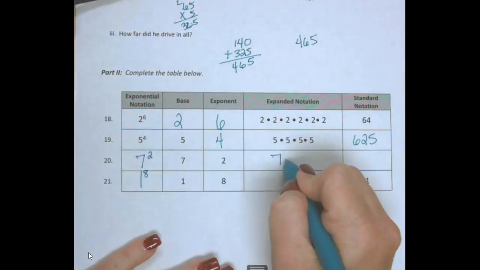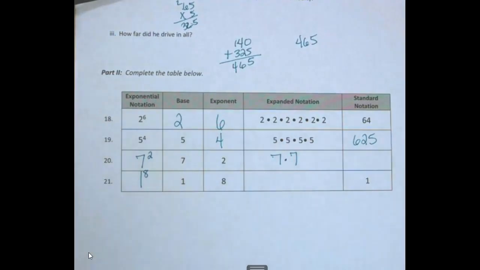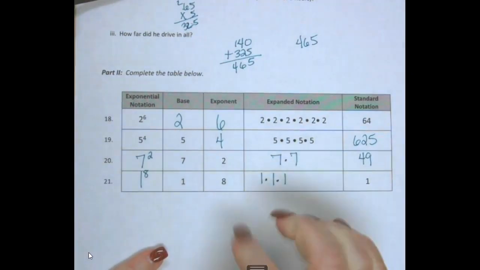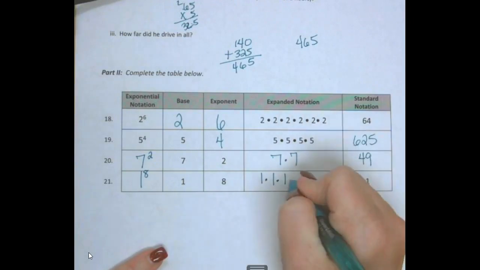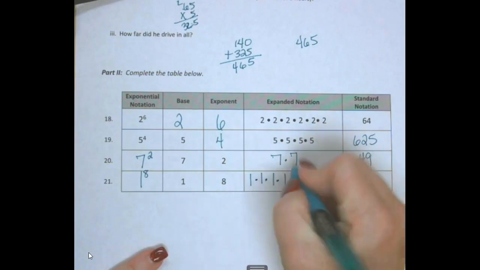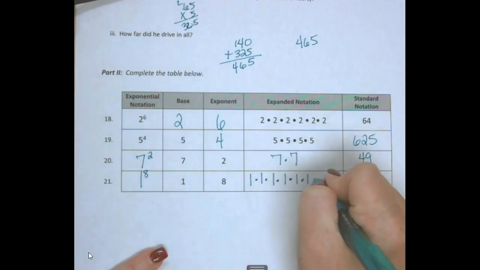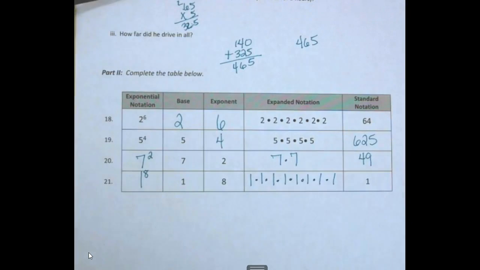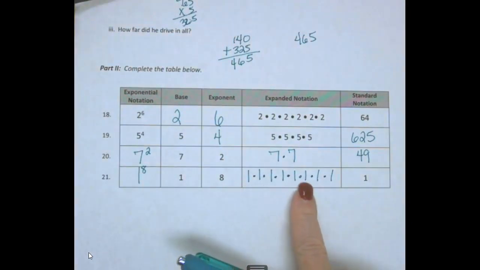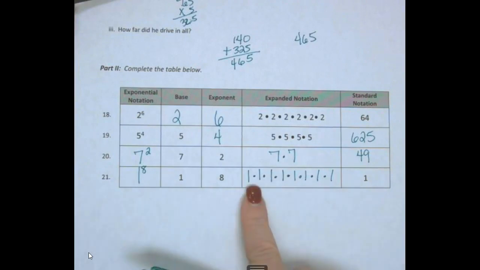This is 7 times 7. 7 times 7 is 49. This is 1 times 1 times 1. That's 3 ones. I need 8. 1, 2, 3, 4, 5, 6, 7, 8. I should have 8 ones. 1 times 1 times 1 times 1 is 1.